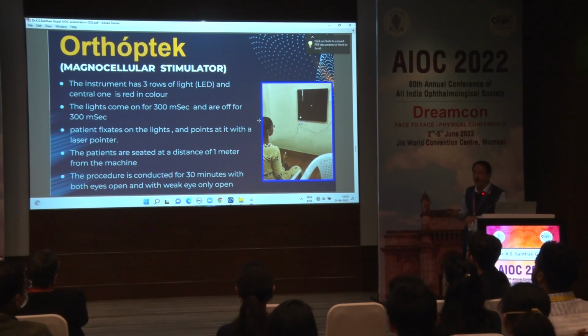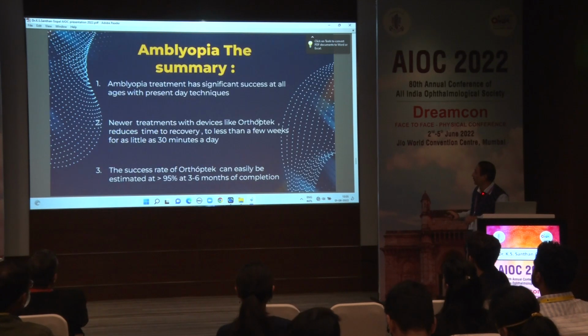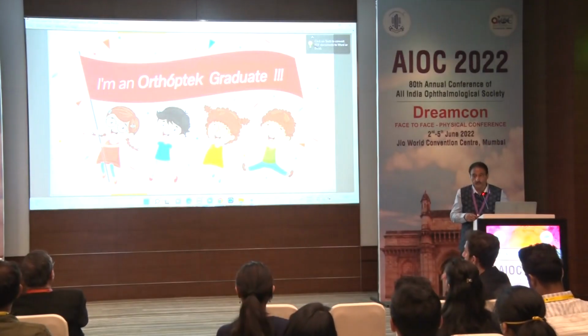I think I'll stop at that. You can copy all these things that improve in amblyopia patients. You can copy my email if you want. And the success rate is around 95% in 3 to 6 months. I am an orthoptic graduate. Thank you. Thank you very much.